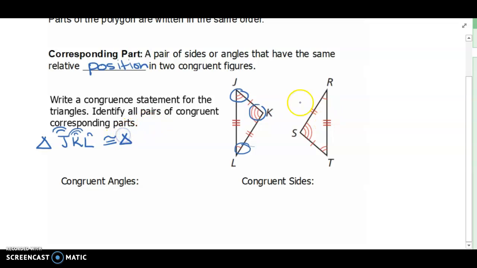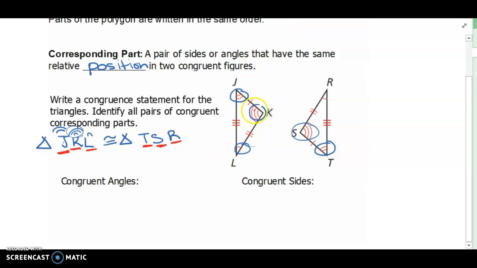Now, when I write the order of this triangle, it has to match this one. So J has 2 arcs, my T has 2 arcs. K has 3 arcs, my S has 3 arcs, and my R has 1 arc, and so does my L, so I'm going to write R. So I know that the first letter here is congruent to the first letter here. So angle J is congruent to angle T. Angle K is congruent to angle S. Angle L is congruent to angle R, and so on and so forth.